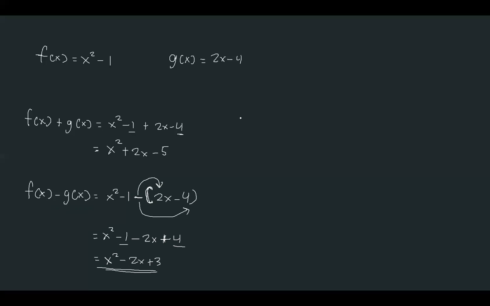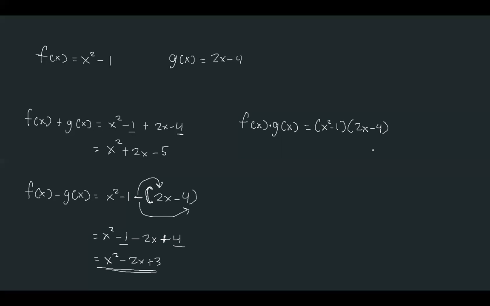So next, what if we wanted to get the product of the two functions? If you see two functions stuck together, or being separated by a small dot here, what you're going to do is multiply them. So this would be x squared minus 1 times 2x minus 4. That's it.